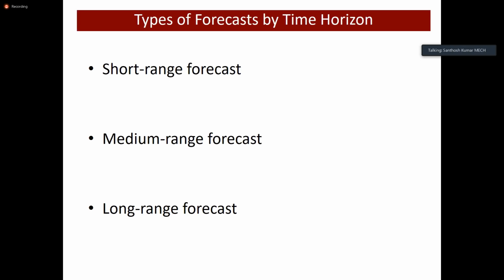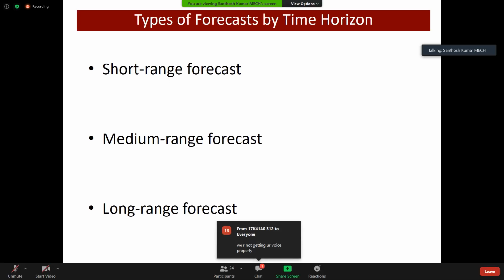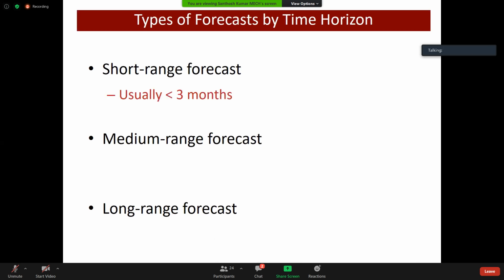Yes, forecast, like data collection and all those things. So I want you to tell what other examples there are for short range forecast, usually for less than 3 months. Any other examples you get? Seasonal fluctuations, sir. Seasonal sales will be there, sir.